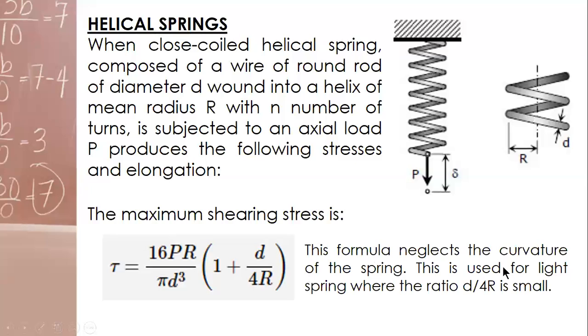So this formula neglects the curvature of the spring. This is used for light springs where the ratio d over 4R is small. It is also a conservative formula because it uses the TR over J formula, which is used for a circular shaft. But take note, this circular shaft is straight, whereas the spring is curved.